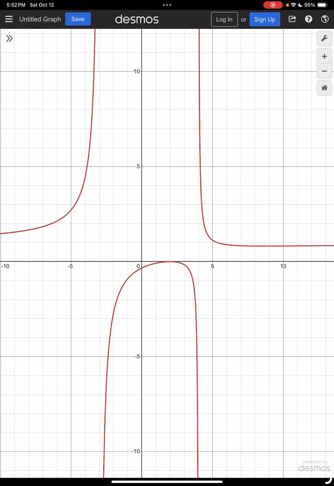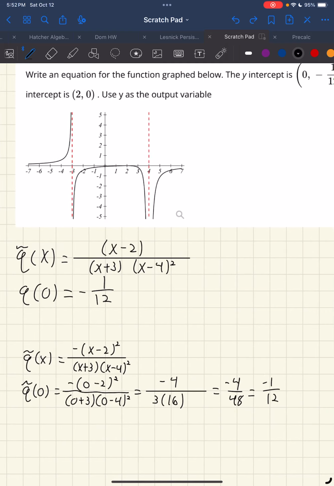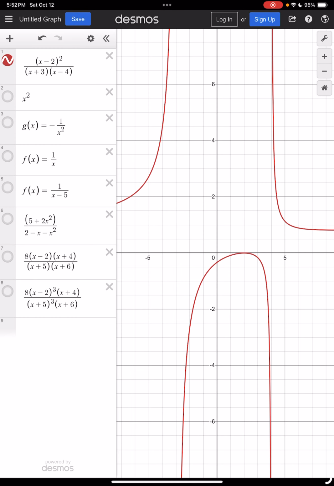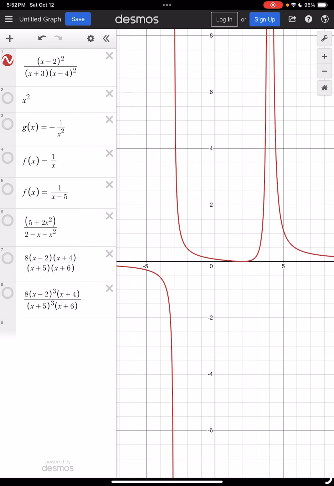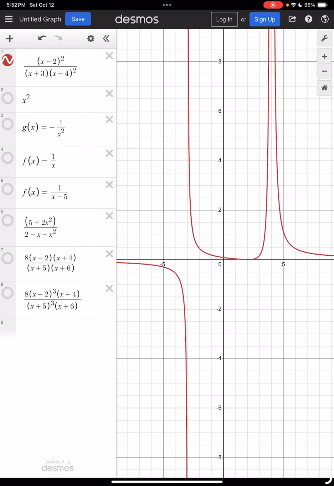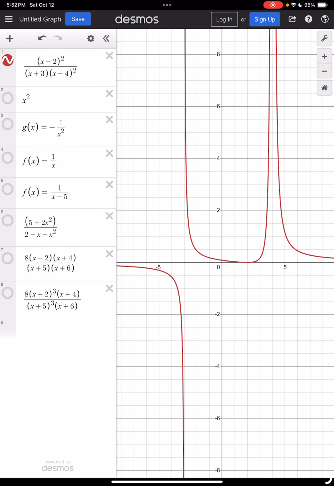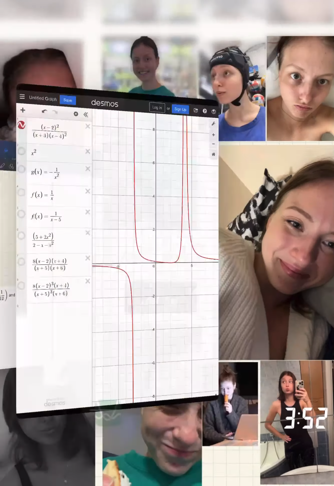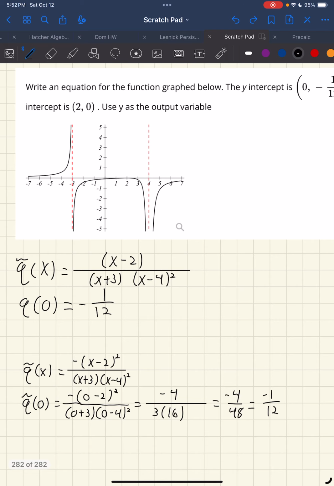Interesting. Maybe the y-intercept. Did I plug it in wrong? Let's see. x minus 2 squared, x plus 3. Oh, I forgot a big thing here. That should be squared. Apologies. So this is going to look much better now. This is actually what we were working with. This is actually our q tilde. And this is actually looking a lot more promising. It looks exactly like the function, just flipped upside down. Sorry I didn't spot that sooner.